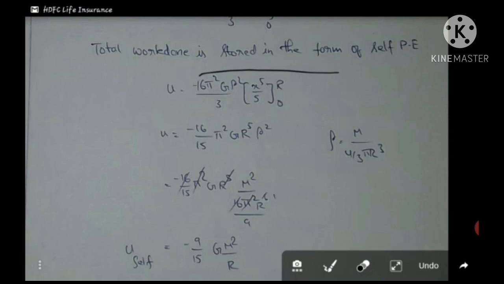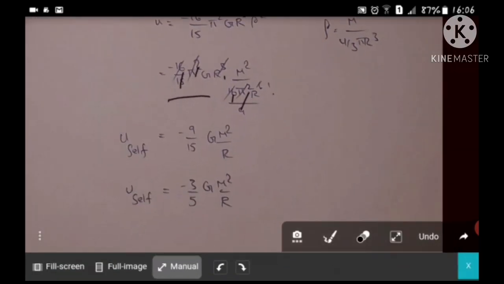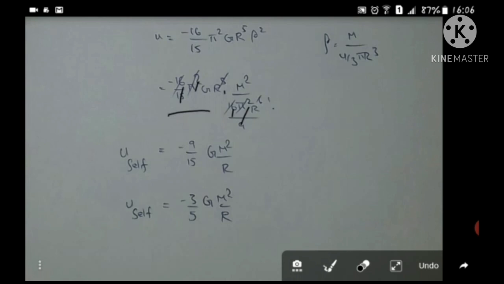Here rho is equal to M by 4 by 3 pi r cube. Therefore we can write U is equal to minus 16 by 15 pi square G r power 5 into M square by 16 by 9 pi square r power 6. Here this 16 and 16 get cancelled, pi square gets cancelled, and r power 6 and r power 5 get cancelled, leaving 1 by r. Then we can write U self is equal to minus 9 by 15 G M square by r. Therefore U self is equal to minus 3 by 5 G into M square by r.